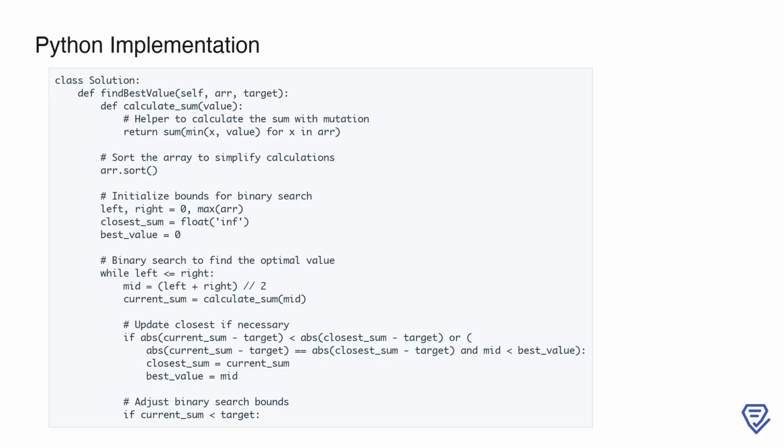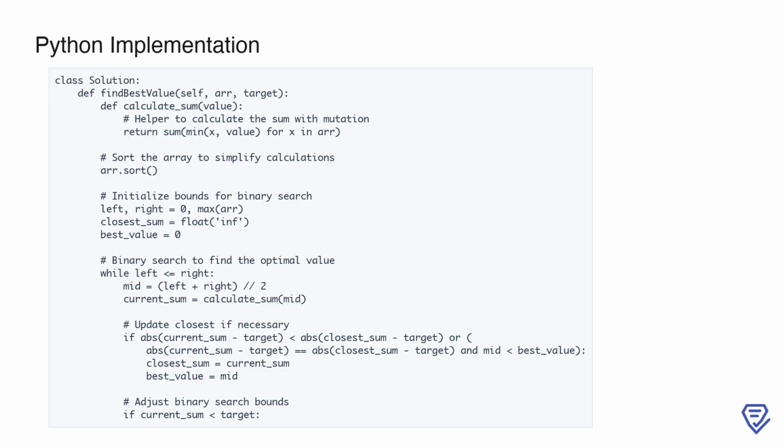Now, we set up the binary search loop. While the left boundary is less than or equal to right, we calculate the midpoint, mid, and use it as the mutation value to compute the current sum using the calculate_sum helper. If this current sum is closer to the target than the previously stored closest_sum, or if it is equally close but mid is smaller than the current best_value, we update both closest_sum and best_value to reflect this better result.